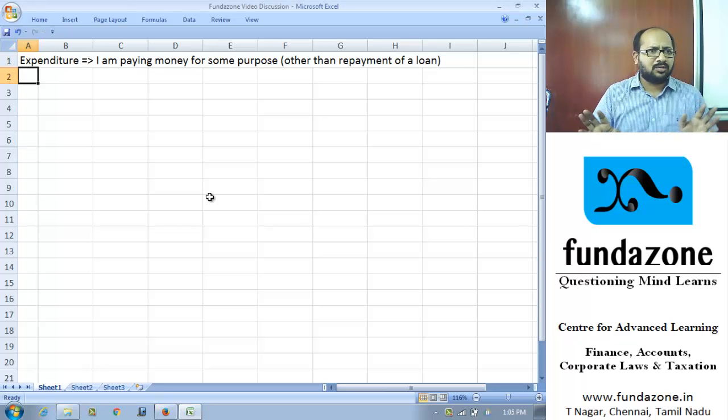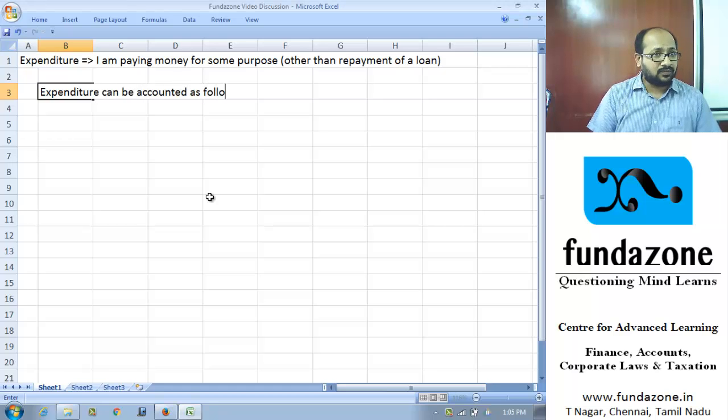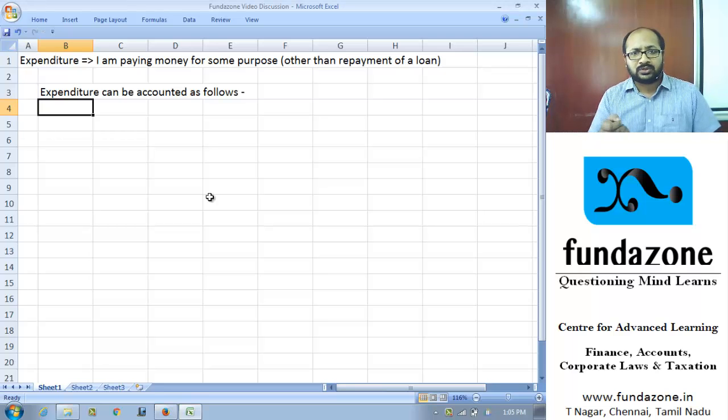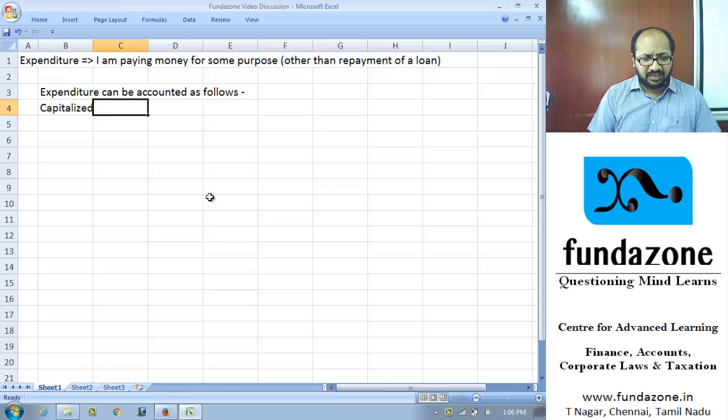Let us not bother about repayment of a loan. I am paying money for some purpose. I am incurring an expenditure. This expenditure can be accounted as follows, depending on the eventual outcome of that expenditure. A, it can be capitalized, that is, taken to the balance sheet. B, it can be expensed off, taken to the P&L account.